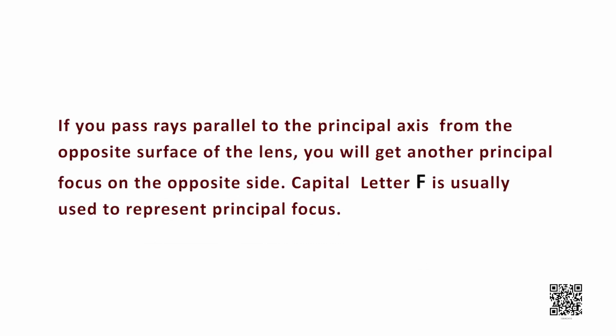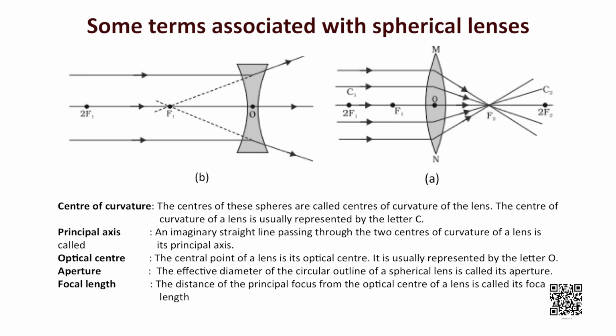If you pass rays parallel to the principal axis from the opposite surface of the lens, you will get another principal focus on the opposite side. Capital letter F is usually used to represent principal focus. Since a lens has two spherical surfaces, it has two principal foci. They are represented by F1 and F2.